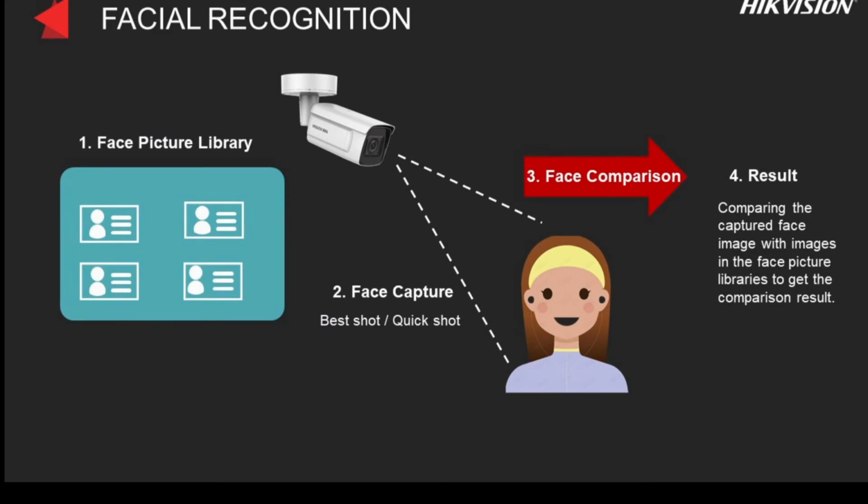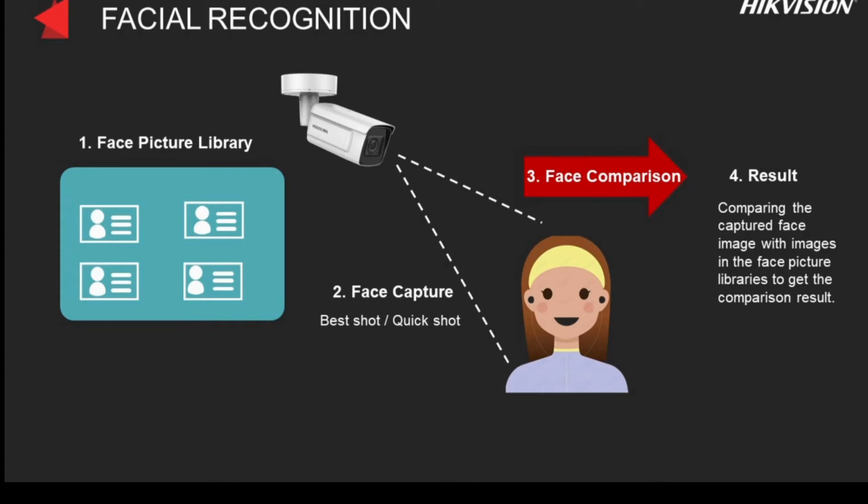To set up facial recognition, the first thing we need to do is upload into the camera photos of the people we want it to be able to recognise. This might be members of staff, VIP visitors, or known criminals or troublemakers. We can have up to 3 separate face picture libraries on the camera, so we can identify all these different types of people and react appropriately.